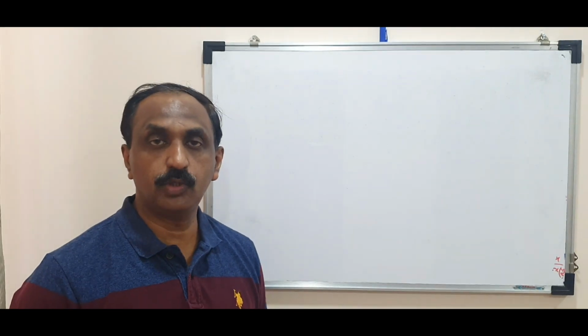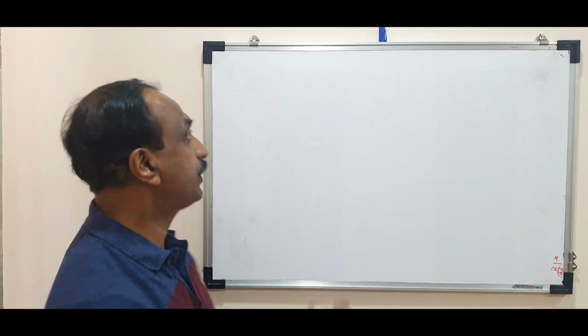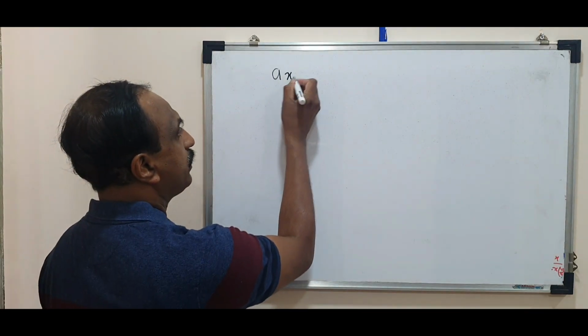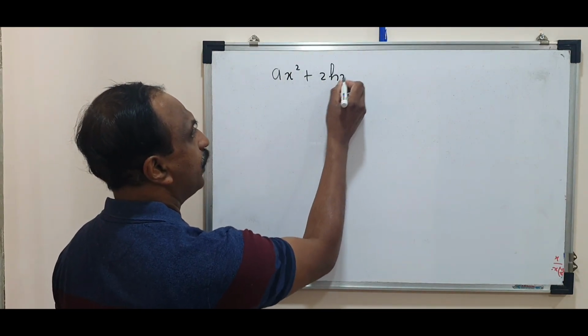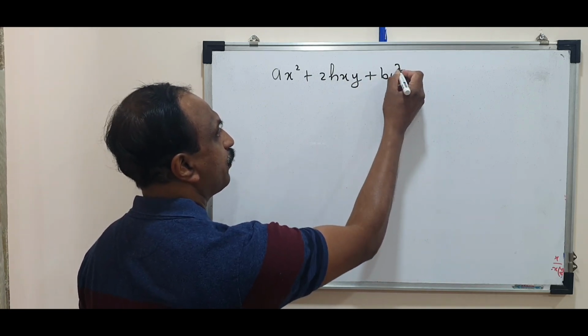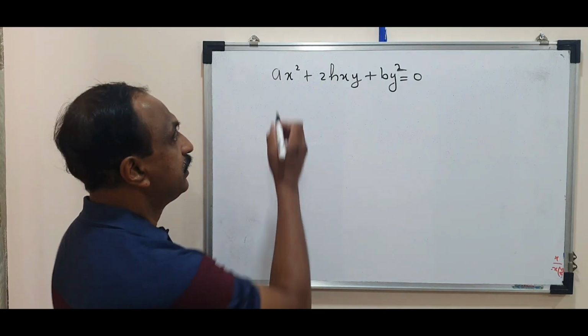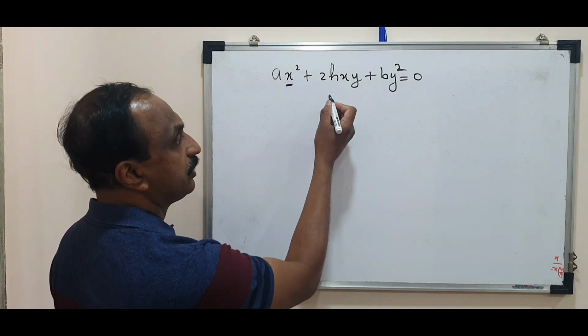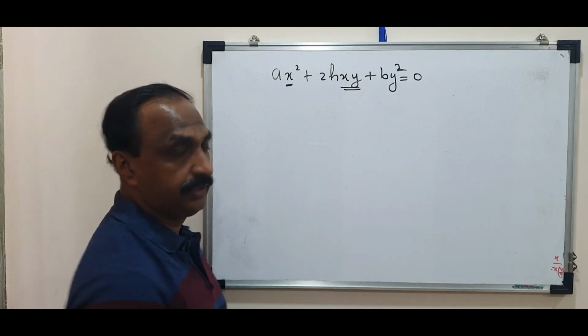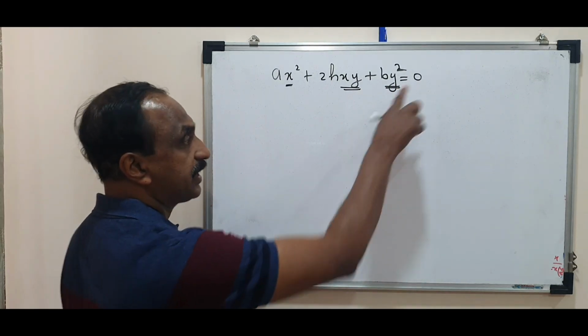Now we shall discuss the derivative of homogeneous functions. We had learned the homogeneous equation ax square plus 2hxy plus by square equal to 0. We learned it in the equation of pair of lines. This is a homogeneous equation of second degree. Degree of x square is 2, degree of xy is 2, degree of y square is 2, and the right hand side is 0.